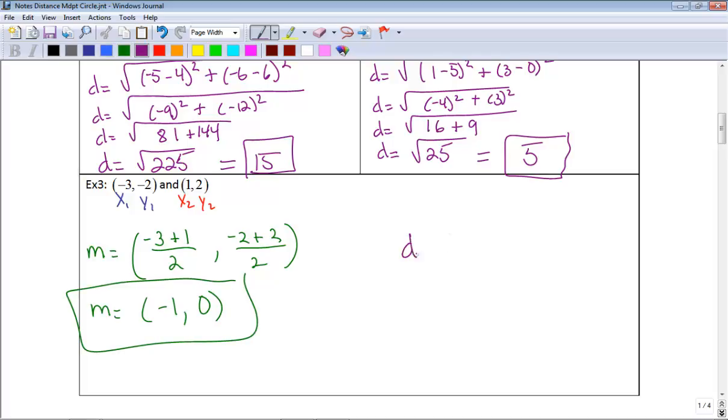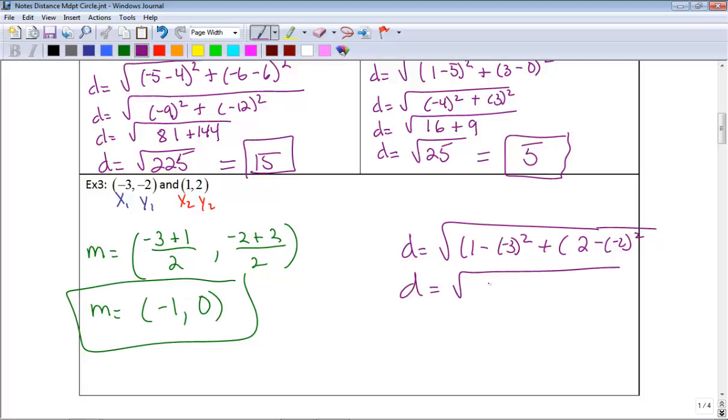What about the distance? Well, the distance is going to equal the square root of (x2, which is 1, minus x1, which is negative 3) quantity squared, plus (y2, which is 2, minus y1, which is negative 2) quantity squared. Right, minus a negative is the same thing as plus, so 1 plus 3 would make 4 squared, plus 2 plus 2 would make 4 squared again. Well, 4 squared is 16, so you have the square root of 16 plus 16, and 16 plus 16 is the square root of 32.